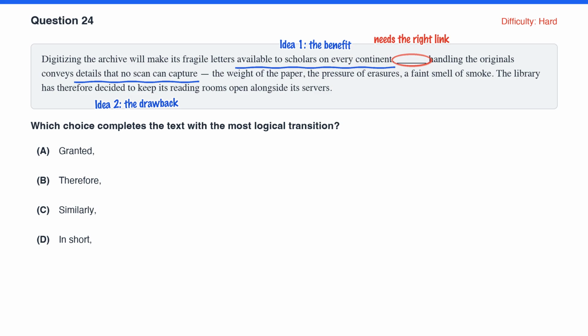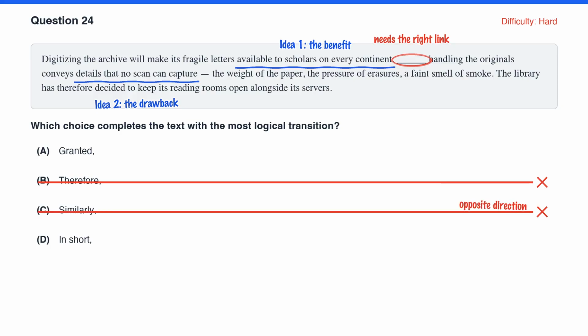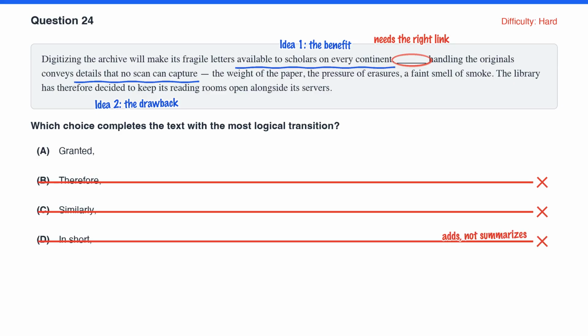Test each one. Therefore would make the original's value a consequence of digitizing, but it isn't, and it clashes with the therefore already in the last sentence. Scratch that one. Similarly treats the originals as another digitizing perk, yet the point cuts the opposite way. Not this one either. In short promises a summary, but the sentence adds a new point. Gone as well. That leaves the concession that admits the originals' value before the resolution.